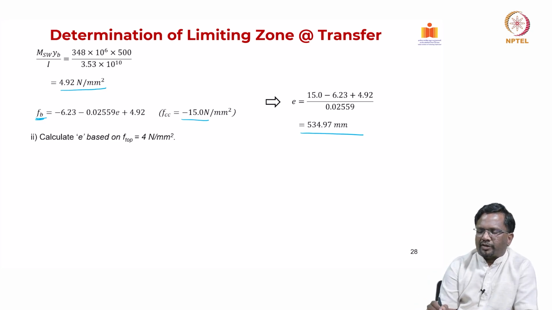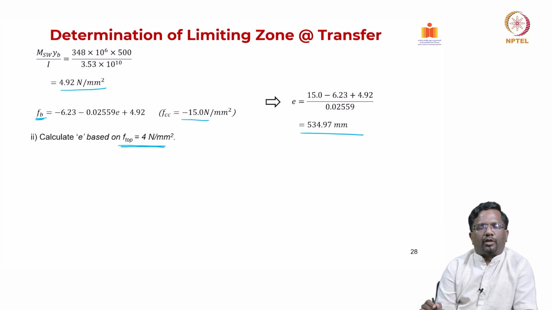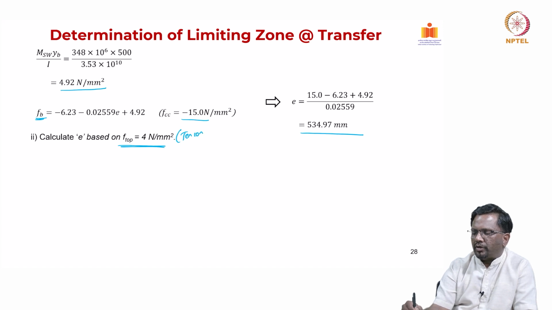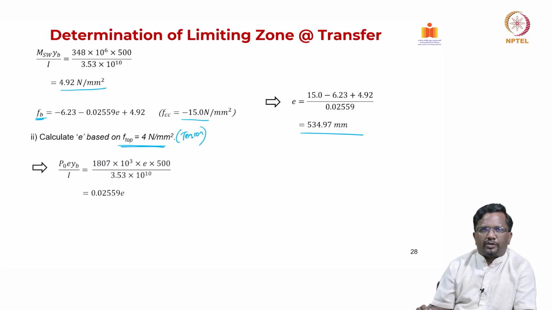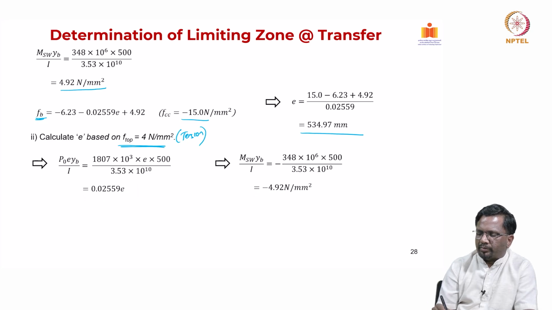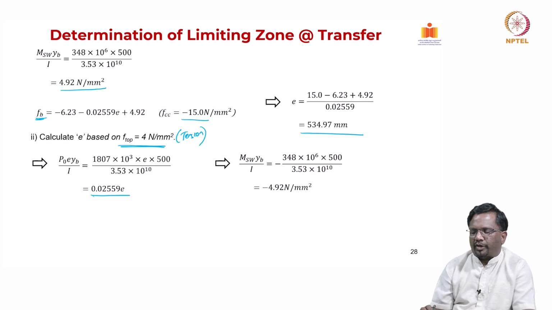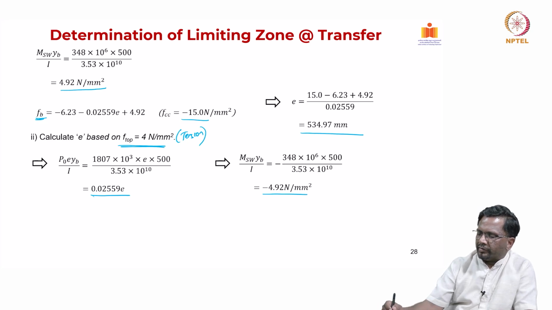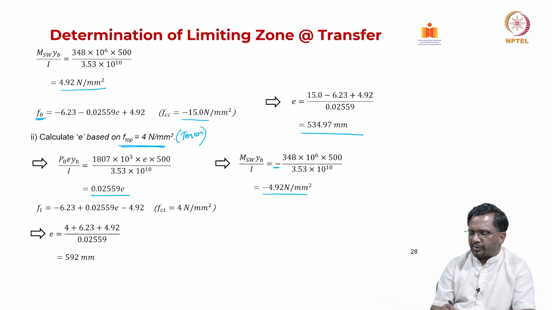Now, let us look at E based on the stress at the top. The stress at the top also I have to check. This is plus 4, in tension. Allowable tension is 4 megapascal. Let us do the same calculation. The pre-stressing moment at the top is going to be positive, creating tension, and the self weight moment is going to be negative, that is why we have negative here. Then when you substitute in the equation and equate to 4 megapascal, you get an eccentricity of 592 millimeter.